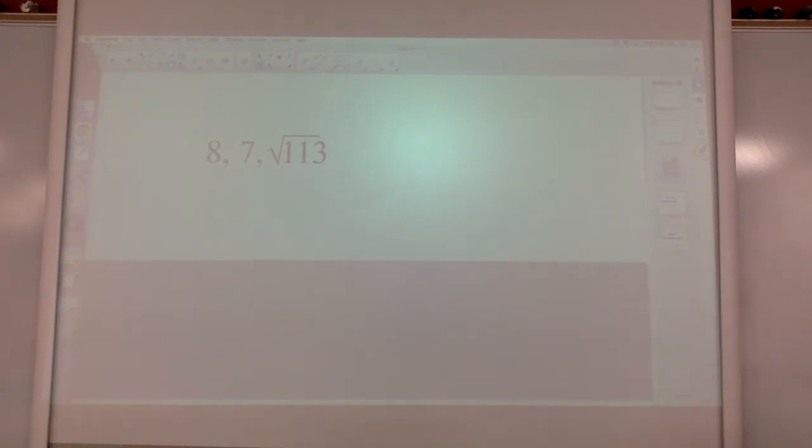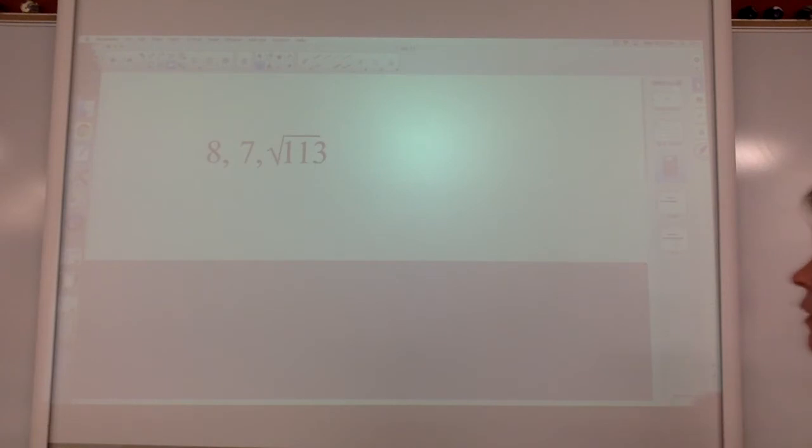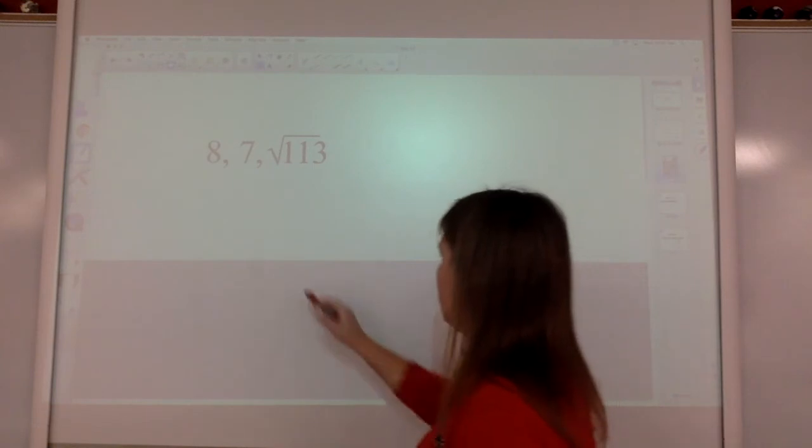So I have 8, 7, and square root of 113. First thing you have to do is find out which one is the hypotenuse. If you know how big square root of 113 is in your head, then you know that it's the hypotenuse. Or you could say, well, it's bigger than 100, and the square root of 100 is 10. So I know that square root of 113 is the hypotenuse. So that's my c squared.